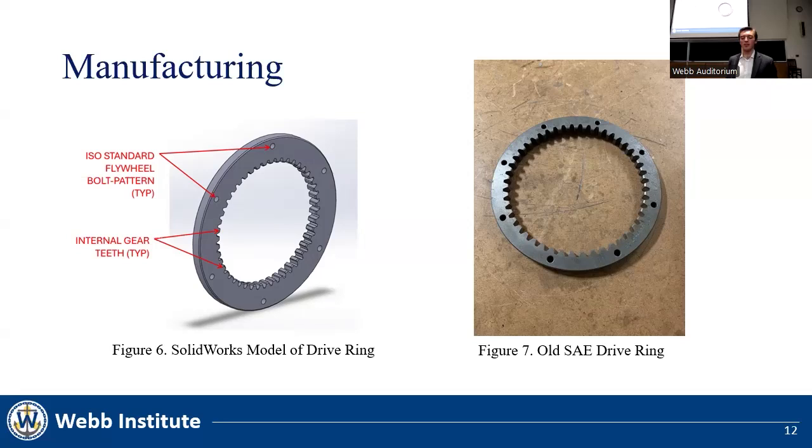shown in Figure 7. While much of the machining for this part was done in the Webb Institute machine shop, with help from Professor Gallagher and Jamie Swan, the cutting of the internal gear teeth was outsourced to another machine shop. More discussion on the purpose of this drive ring and its installation will be included later in this presentation.